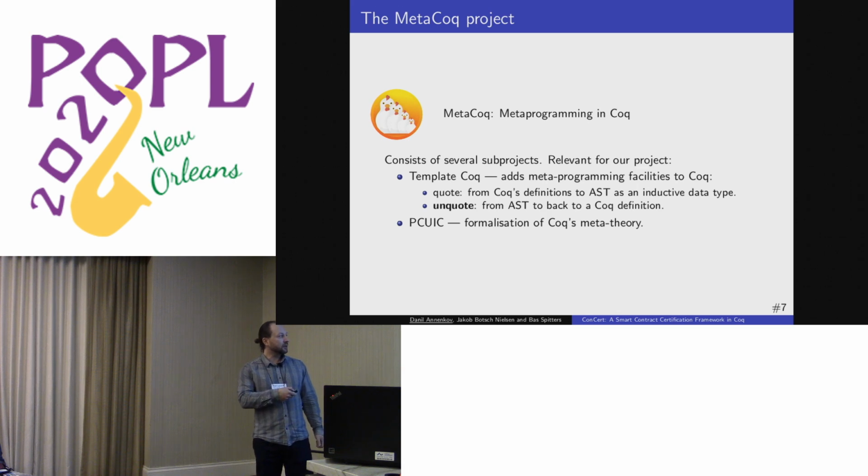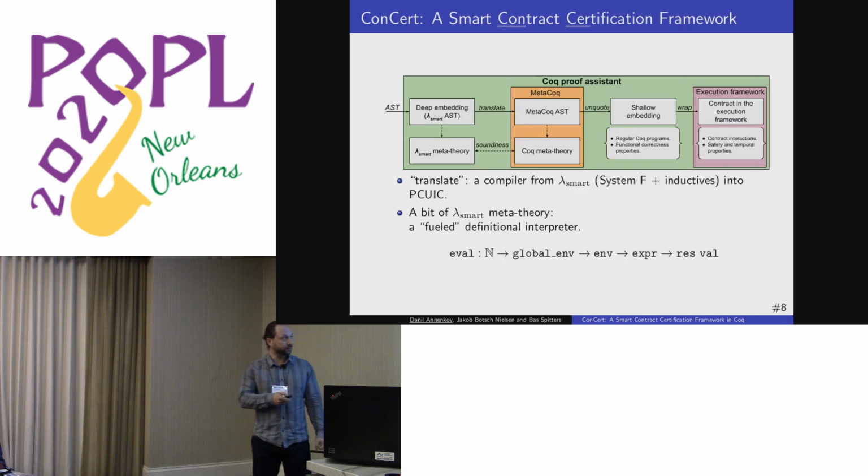Another thing we're going to use is the formalization of Coq's meta theory, abbreviated as PCUIC. It's the polymorphic cumulative calculus of inductive constructions. We're going to state and prove the soundness theorem using this formalization. So this is the big picture of our framework, and I would like to guide you through the process of taking a language expression and going all the way to proving properties of it.